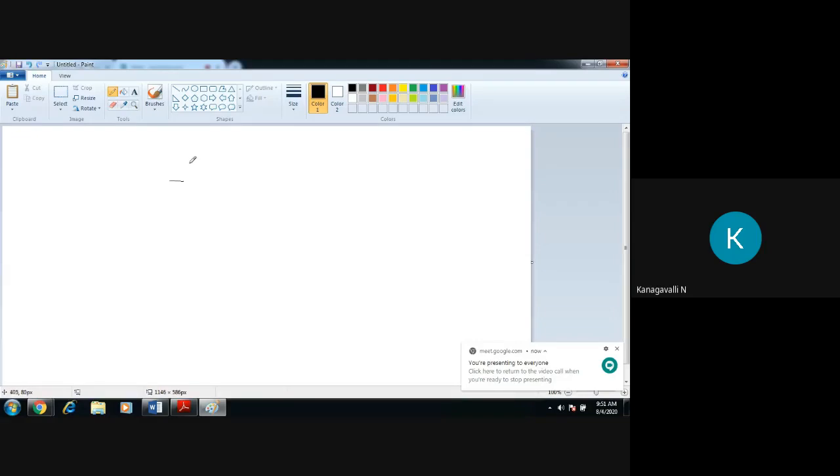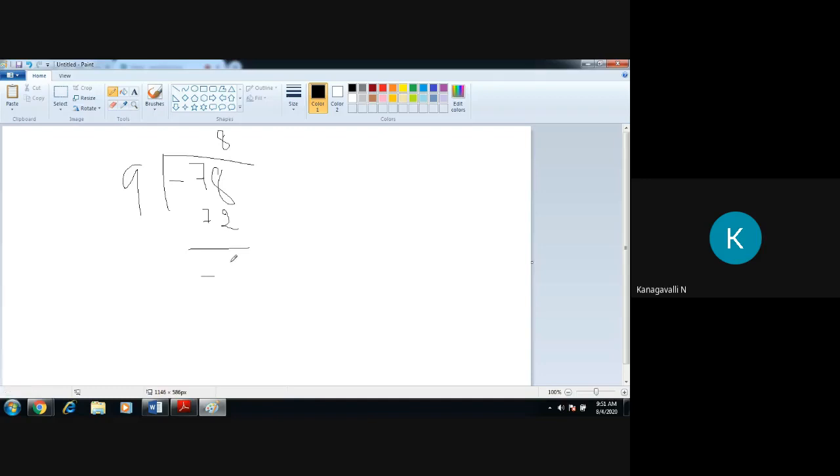Minus 78, right? So in this minus 78 by 9, 9 nines are 81. Then 8 nines are 72, right? What is the remainder? Minus 6. Clear? Up to this, any doubt? I hope you understand up to this part. 8 nines are 72, right? Then your remainder is minus 6.